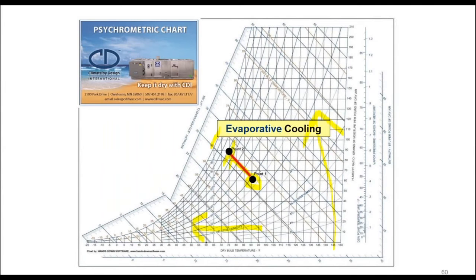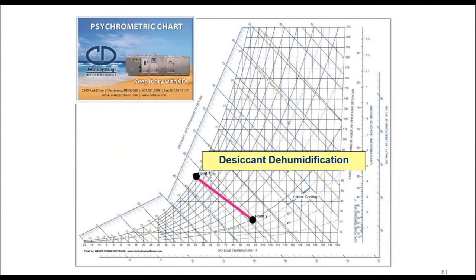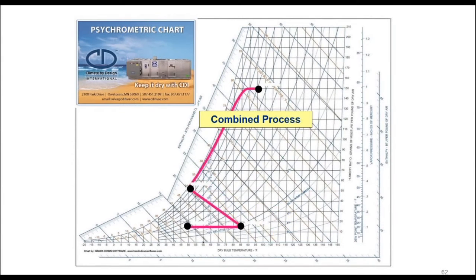So that's evaporative cooling. Desiccant dehumidification, if the desiccant had no mass, it would do the same thing. It would follow the enthalpy line down. But because it has mass, there's some heat carryover, some sensible heat carryover, so that pushes it out to the right. So that's what desiccant dehumidification looks like on a psychrometric chart.